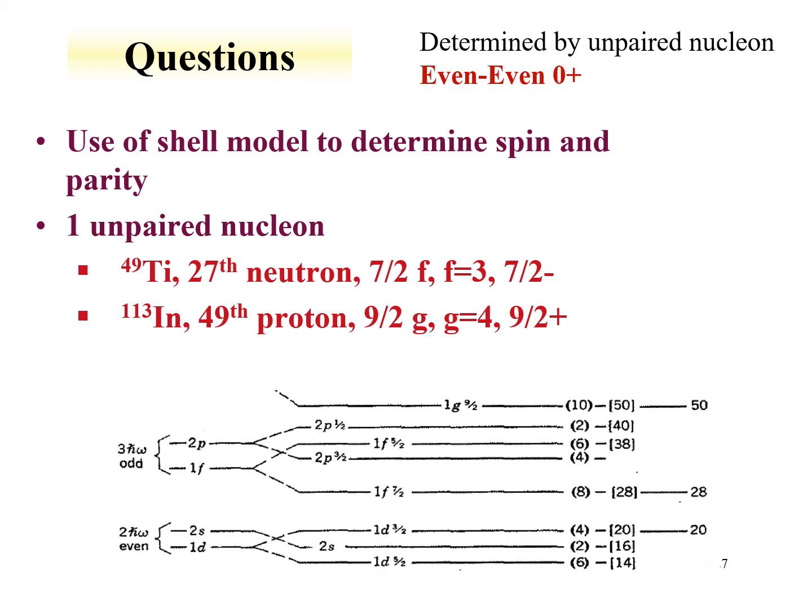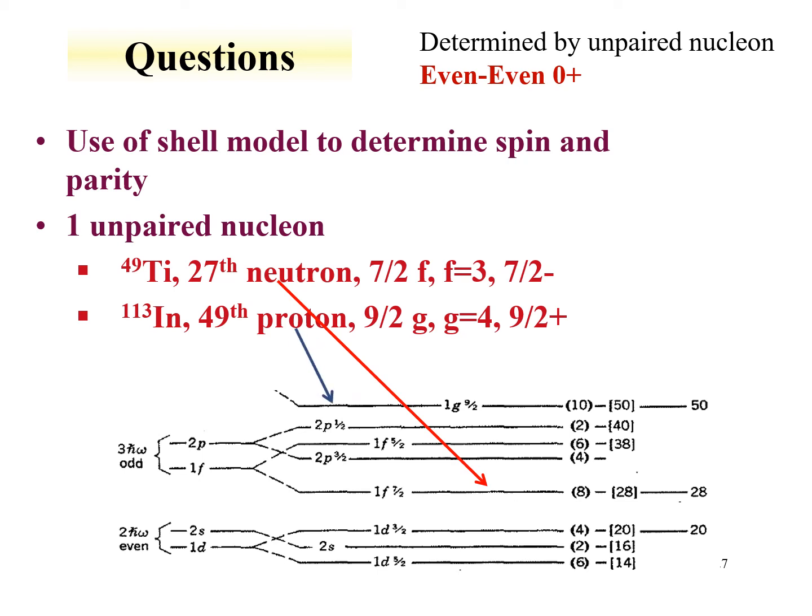If we have an example of a nucleus with one unpaired nucleon, we can use the shell model to evaluate what the spin and parity should be. An example, titanium-49: the 27th neutron is the unpaired neutron, and in the shell model that lives in this shell, which is the f 7 halves. So the spin is 7 halves, f is 3, that is odd, so the spin is 7 halves and the parity is minus. If you examine the chart of the nuclides, you'll find that titanium-49 is indeed 7 halves minus.